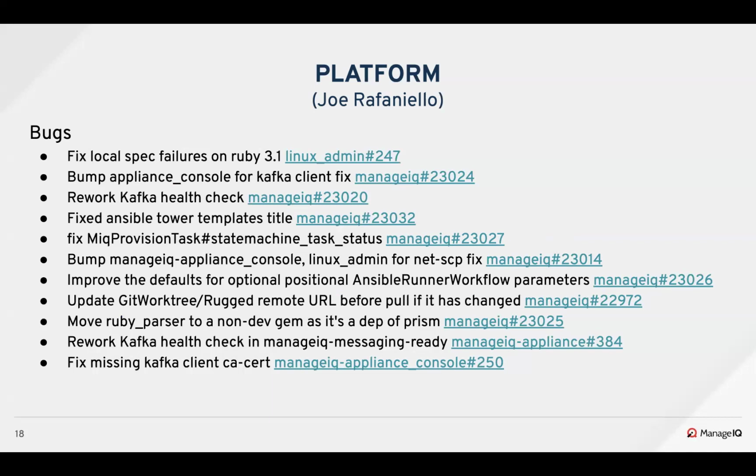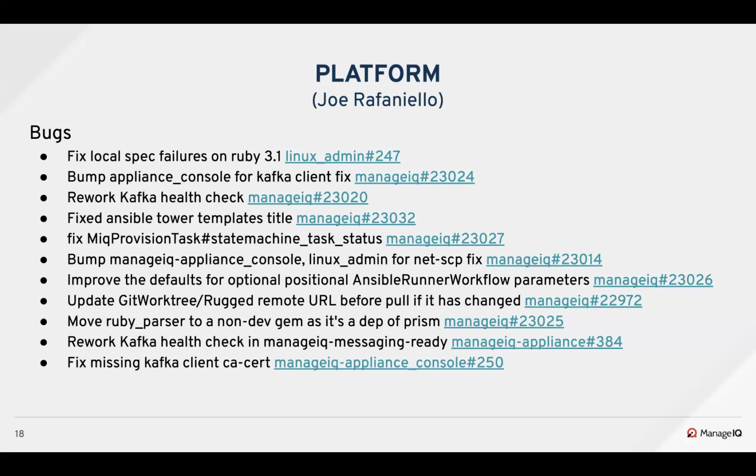And then Nasser also worked on the Kafka health check to rework it to use the admin interface, instead of using a specific topic that we kind of posted to. Gilbert fixed something with the Ansible Tower template so that they present properly in the UI. Keenan had a fix for the state machine task status a little later after he made the initial PR. More changes for the NetSSH fix, a bunch of gems were updated.